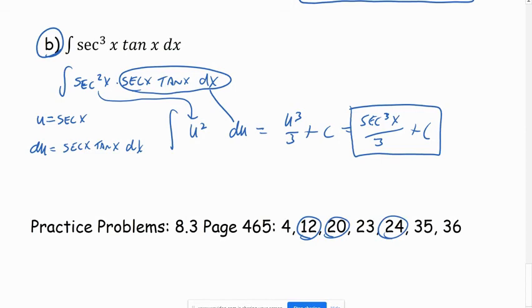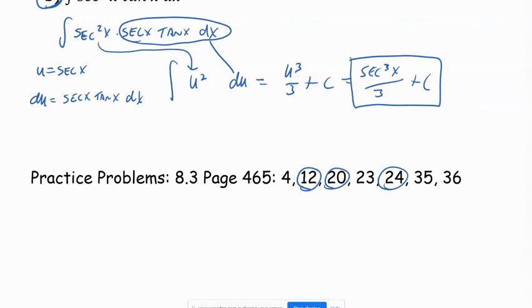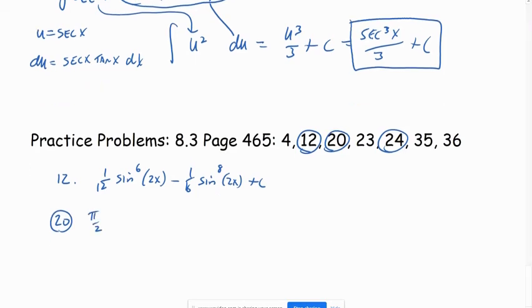And the answers for those after you try them: number 12, the answer is 1/12 sine to the 6th of 2x minus 1/16 sine to the 8th of 2x plus c. Number 20, you should get pi over 2. And number 24, you should get 2 root 2. So go ahead and try those at some point and check your answers with these.